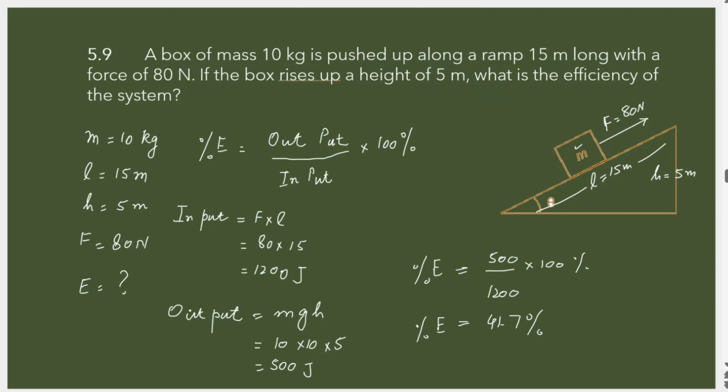On the other hand, output is equal to, if the box moves from here downward, then the energy which it will release will be equal to its potential energy, that will be equal to mgh. So putting the values of m, g and h, we will get 500 joule. So the percentage efficiency can be calculated by dividing 500 with 1200 and multiplying by 100%. It will give us 41.7%.